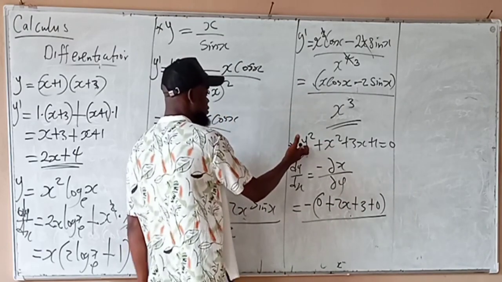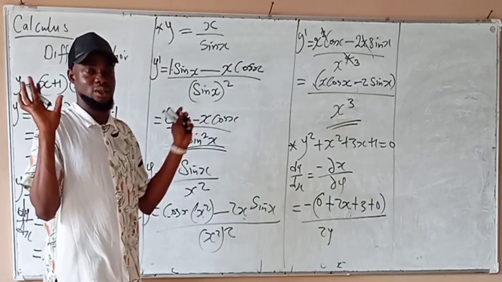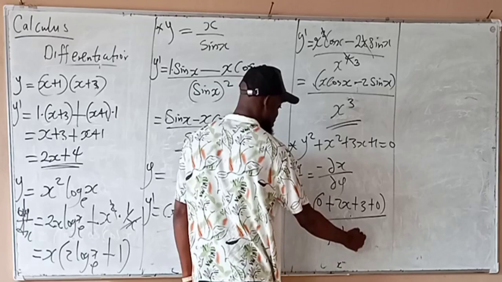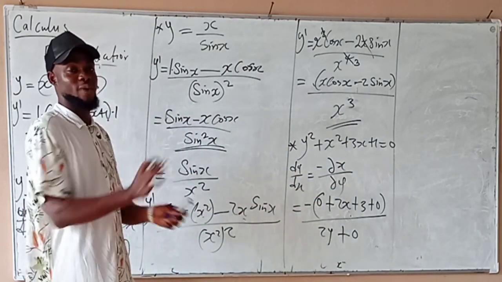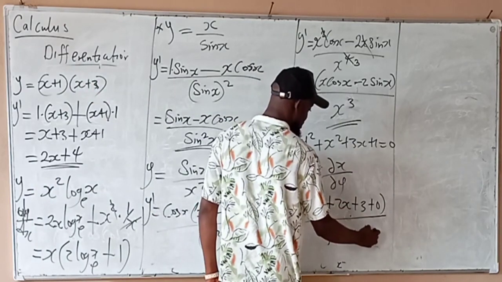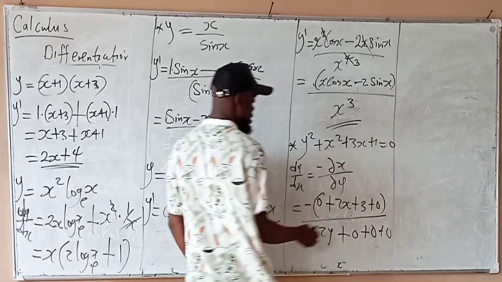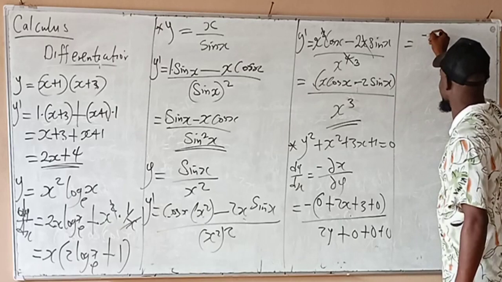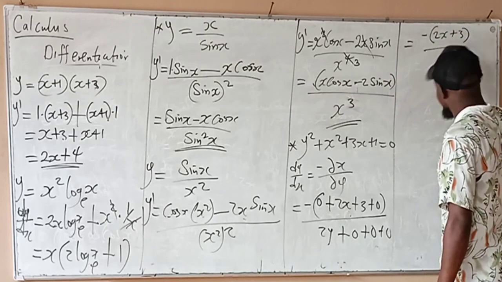For y now, differentiate the y squared, you have 2y. Differentiate as if you have differentiated x. Differentiate this x squared, there's no y there, 0. Just like you did, you inverse that case. Anything that doesn't have y, 0. Differentiate this one, 0, because there's no y. So at the end of the day, we'll have minus 2x plus 3 all over 2y.